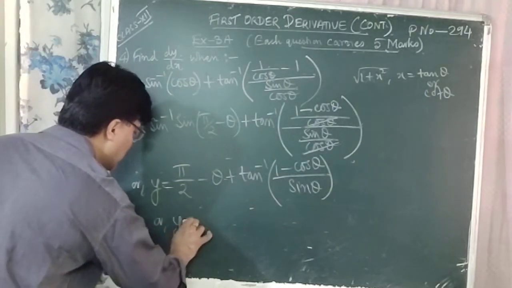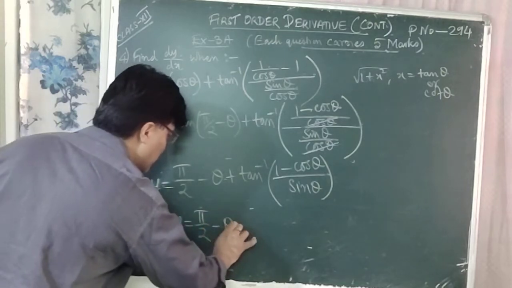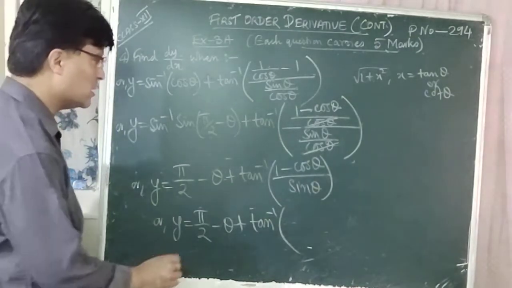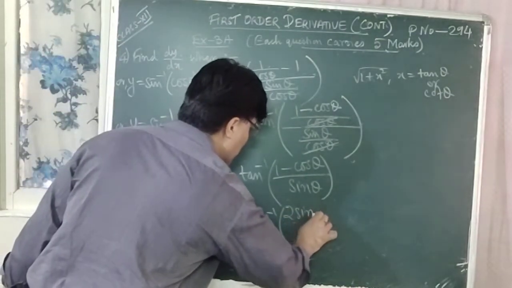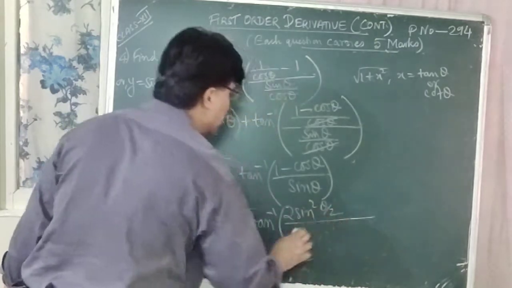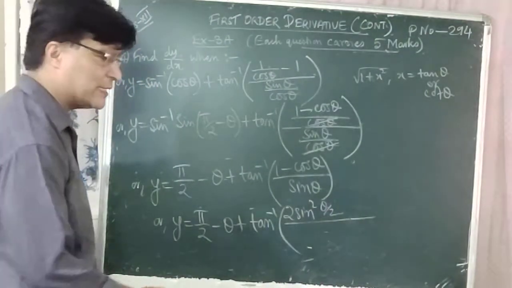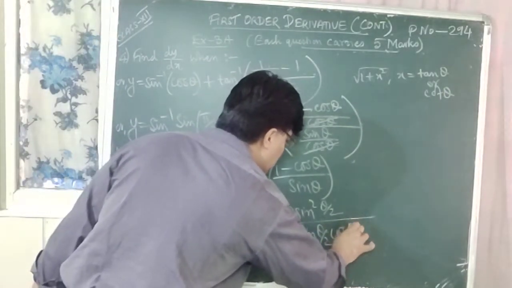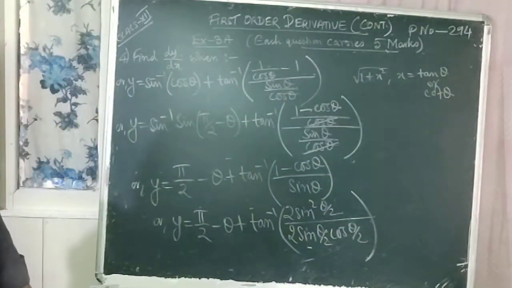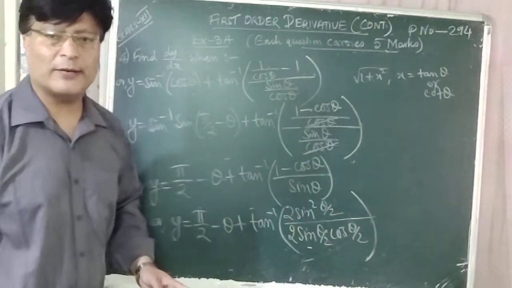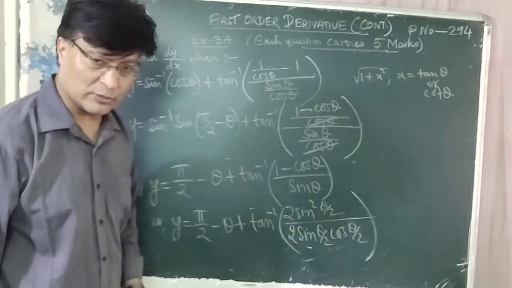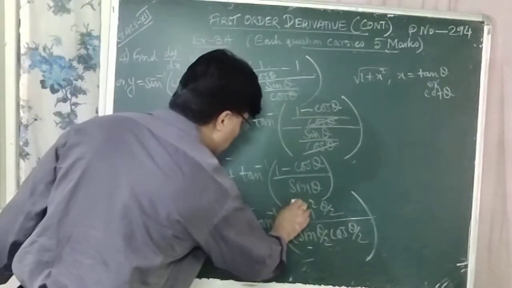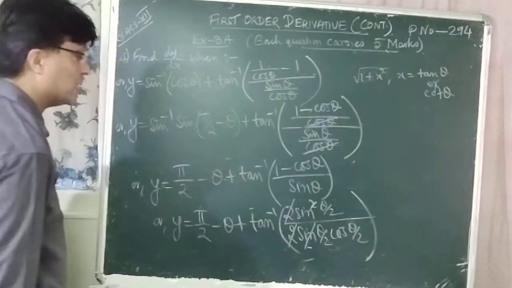So y is equal to pi by 2 minus theta plus tan inverse within bracket. What is 1 minus cos theta? It is 2 sine squared theta by 2, divided by, now what is the formula for sine theta? It is 2 sine theta by 2 cos theta by 2. So you know the formula of 1 minus cos theta from submultiple angle, which is 2 sine square theta by 2. Now what is the formula for sine theta? It is 2 sine theta by 2 cos theta by 2. So here you can cancel 2 and sine theta by 2 square gets cancelled, right?